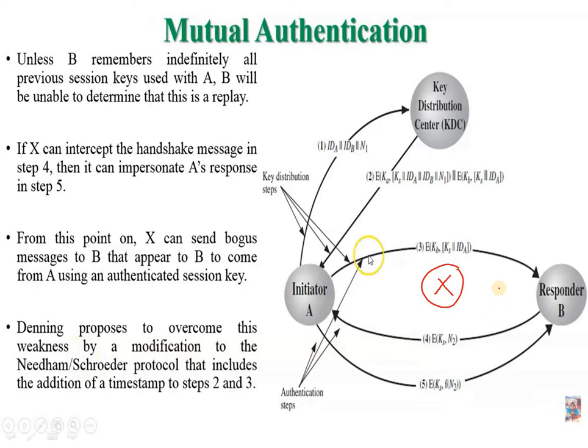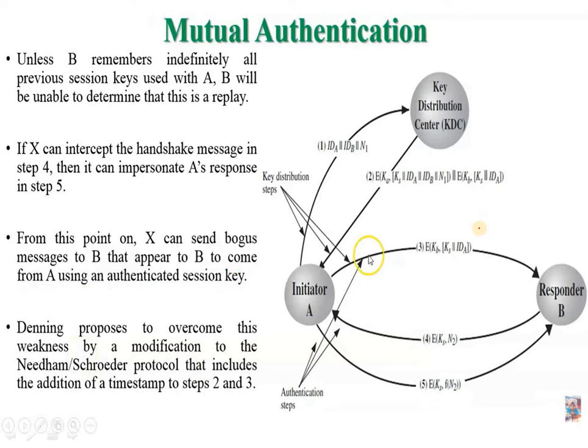Okay. So from this point, X can send a bogus message to B that appears to be that it comes from A using the authenticated session key. As I told, A thought that the message came from B. B thought that the message came from A. Actually, those are the bogus messages which have been sent by the opponent X. So this type of attack can happen, and it is called a replay attack. So if you follow this Needham-Schroeder protocol model, it is vulnerable to replay attack.